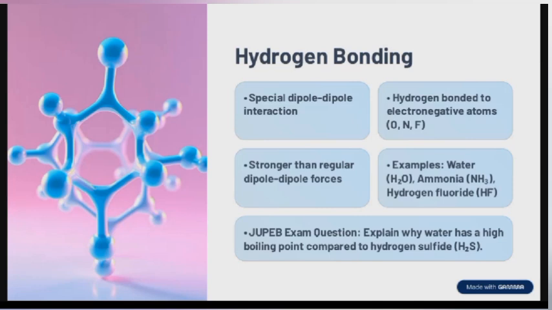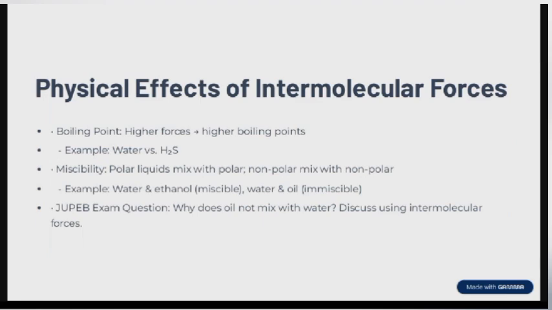Examples of compounds that have hydrogen bonding are ammonia, water, and hydrogen fluoride. Sometimes even alcohol has this. When you go into organic chemistry, there's a level of hydrogen bonding present in alcohol, where you have oxygen bonded to hydrogen, the OH end of alcohols. You would see hydrogen bonding at that point because oxygen is bonded to hydrogen in a portion of this molecule. So let's move on to the next slide.